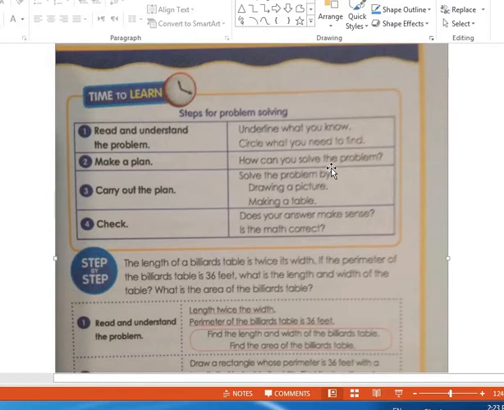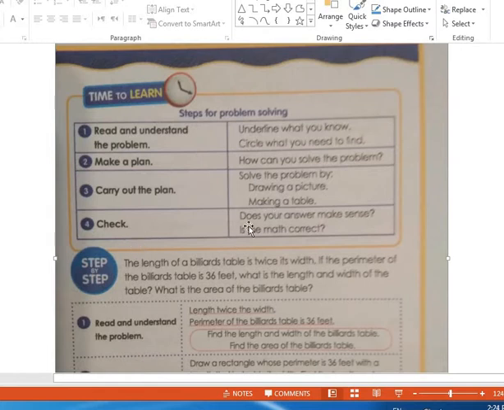Ask yourself, how can I solve the problem? Number 3, carry out the plan. Solve the problem by drawing a picture or making a table.